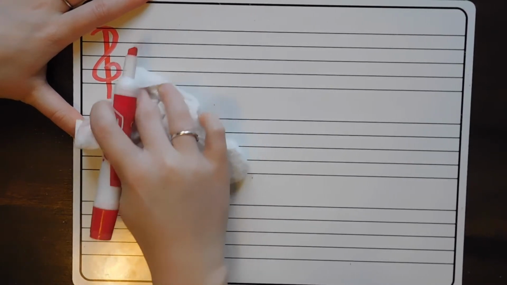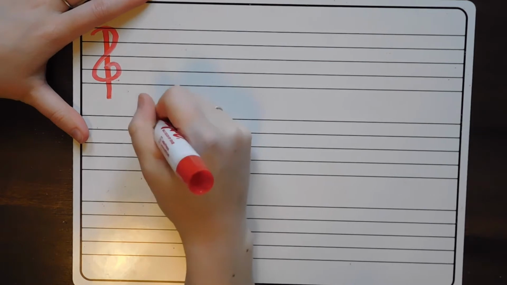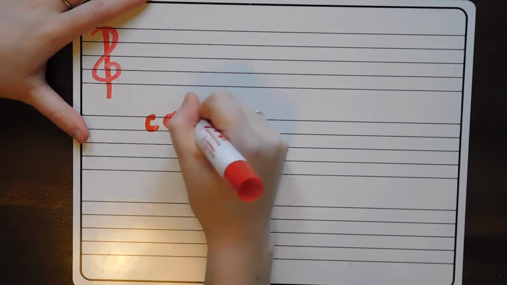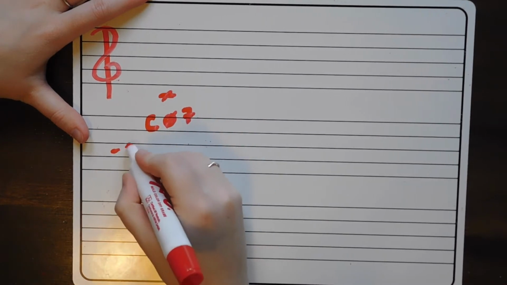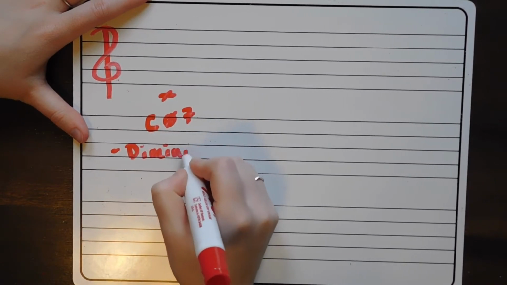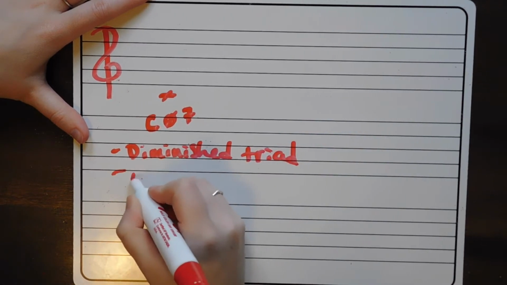Let's do half diminished. Again, let's keep going on C, a half diminished seventh. This is going to be a diminished triad with a minor seventh.